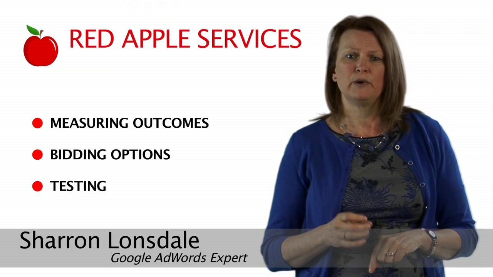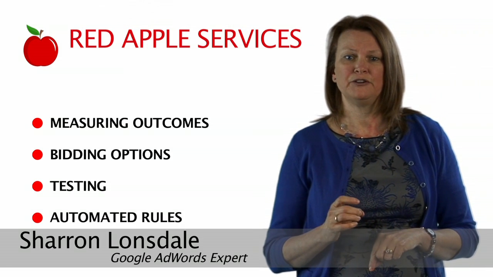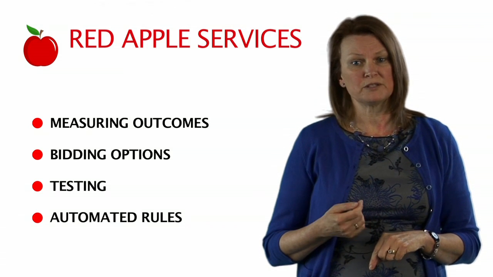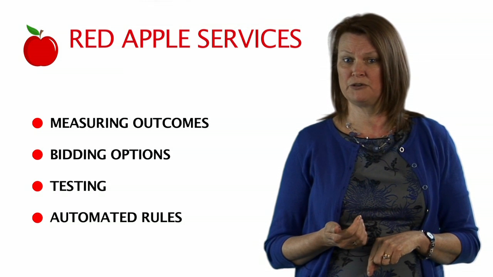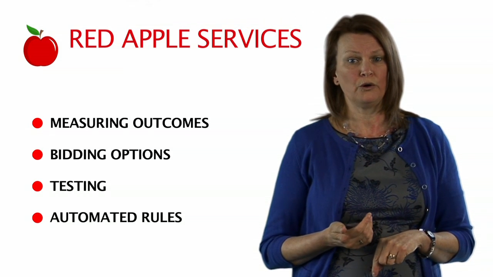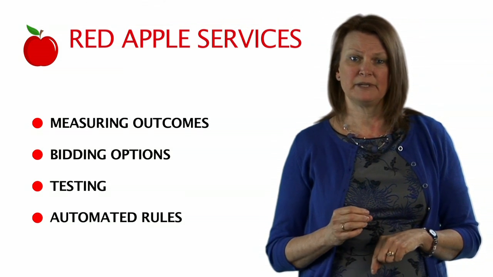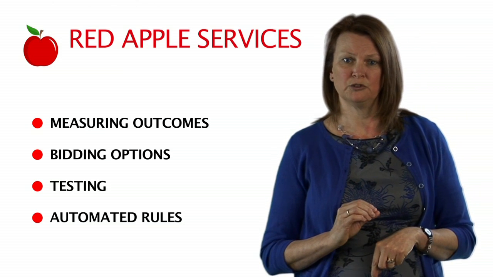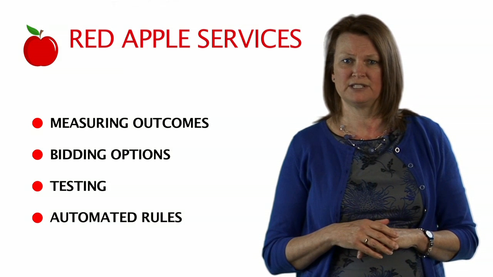And finally, we look at automated rules and how you can make use of these. For example, you can schedule ads to automatically turn on and off for a promotion you are running. Or you can define specific CPA targets and adjust keyword bids based on actual performance. There are many options available.